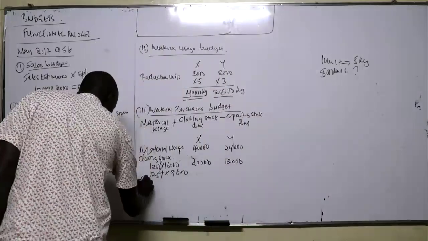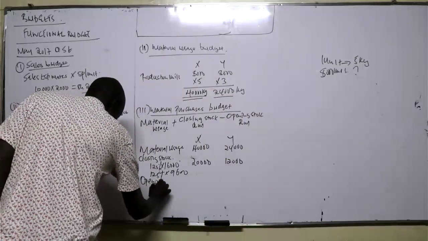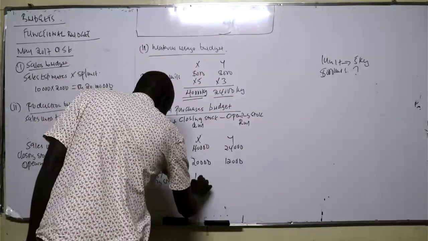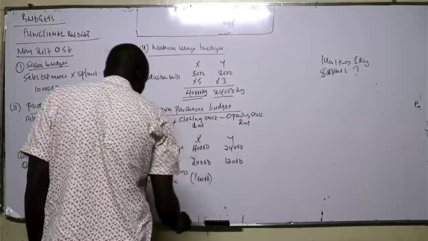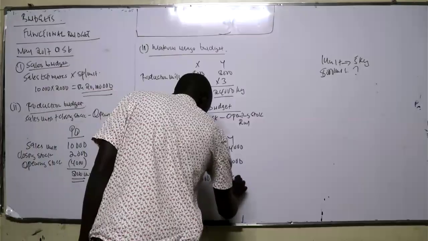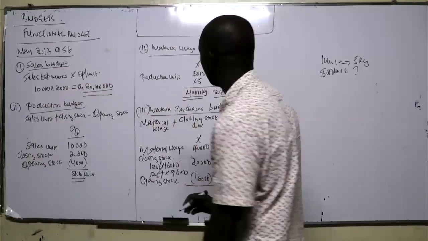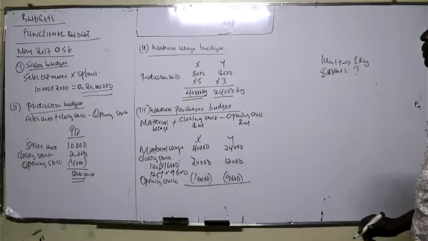And then we less opening stocks. Opening stock here is how much? 16,000. And here is how much? 9,600. Then we'll get the material to be purchased in.